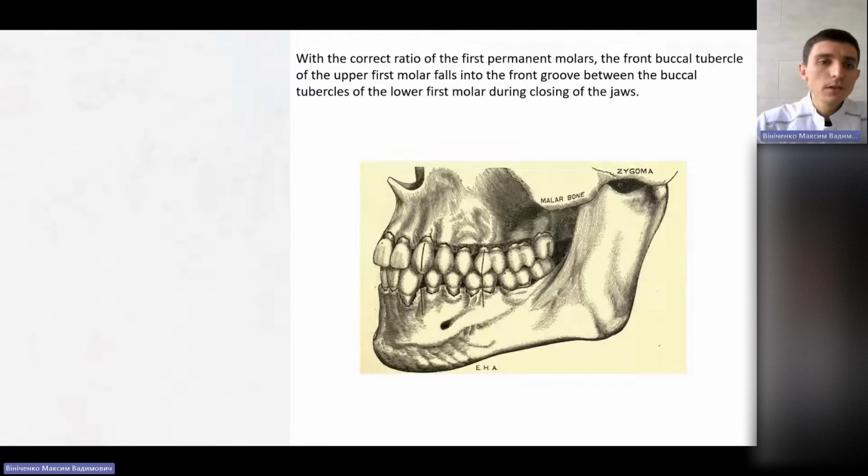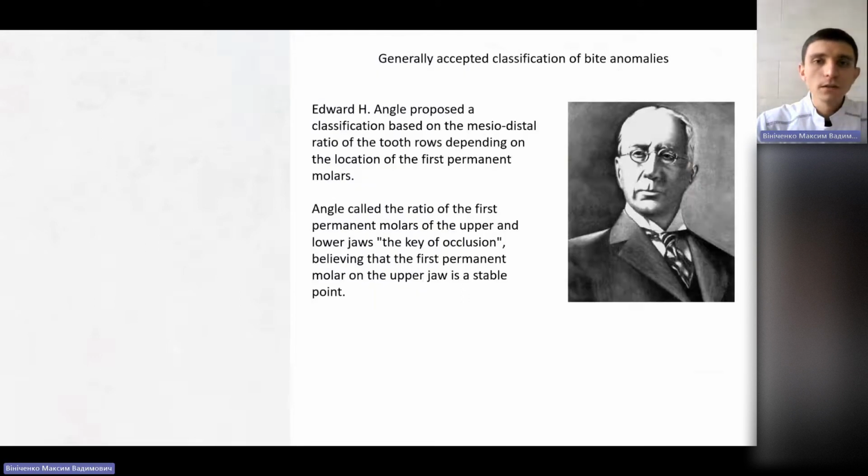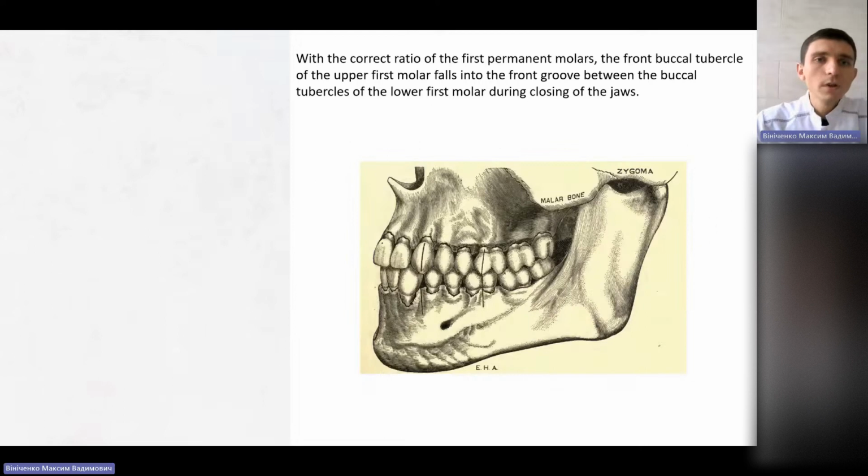These pictures, as you can see, are from the original book of this Dr. Angle. So every dentist and every orthodontist knows this Dr. Angle, as he made a great contribution to orthodontics and dentistry. With the correct ratio of the first permanent molars, the front buccal tubercle of the upper first molar falls into the front groove between the buccal tubercles on the lower first molar during closing of the jaw.